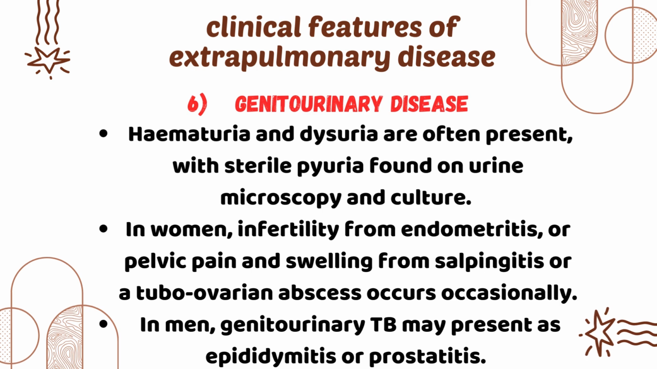Number 6. Genitourinary disease. Hematuria and dysuria are often present, with sterile pyuria found on urine microscopy and culture. In women, infertility from endometritis, or pelvic pain and swelling from salpingitis or a tubo-ovarian abscess occurs occasionally. In men, genitourinary TB may present as epididymitis or prostatitis.